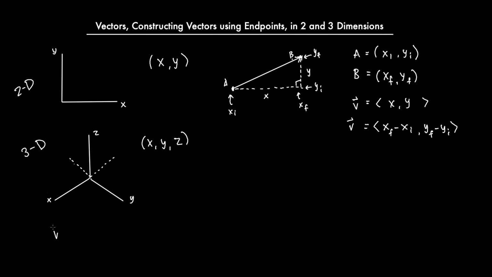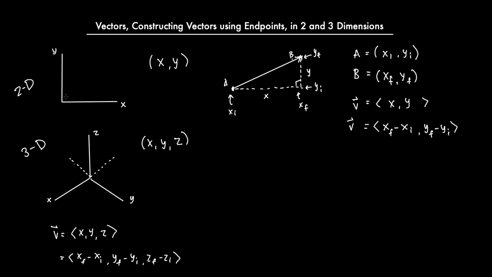So just down here, x, y, z. And the same, since the vector represents the change between the points, we have x final minus x initial, y final minus y initial, and z final minus z initial. So this is when you're given multiple points.